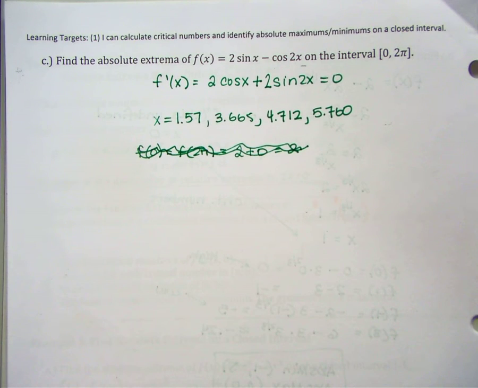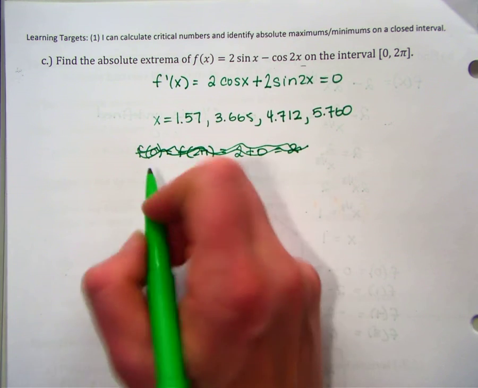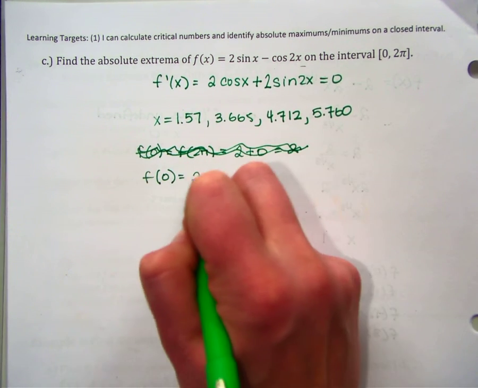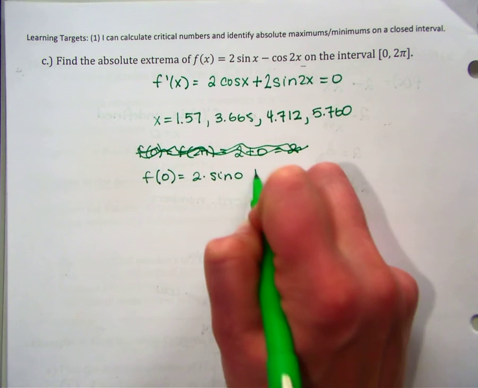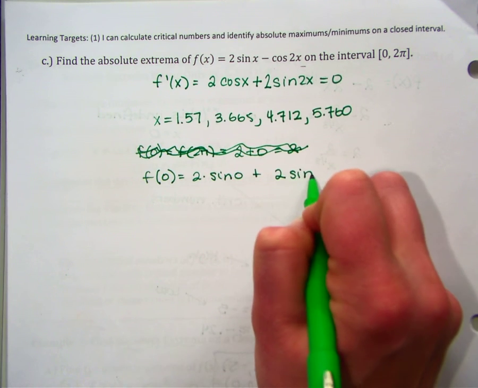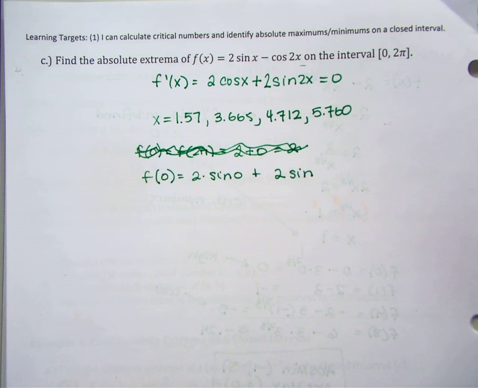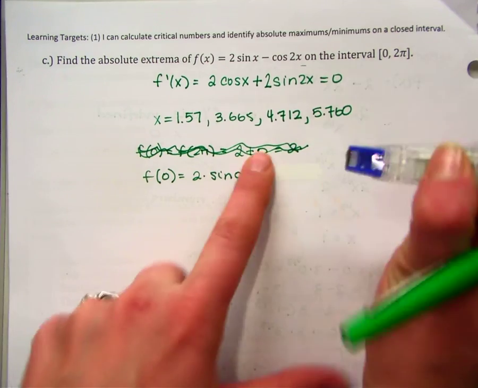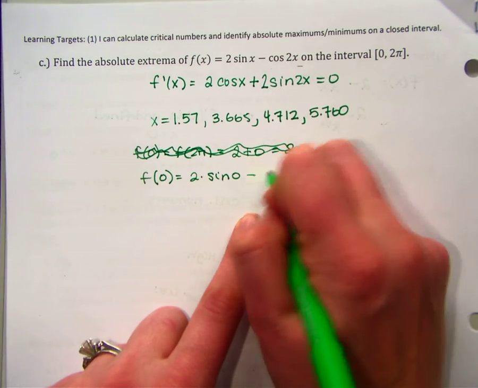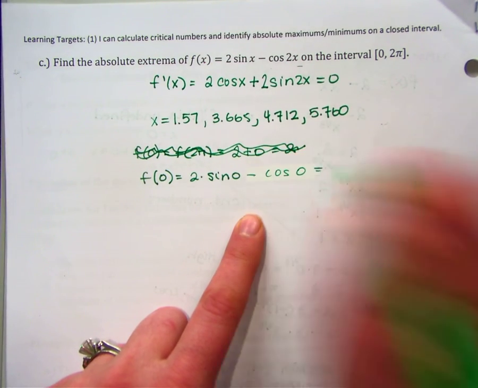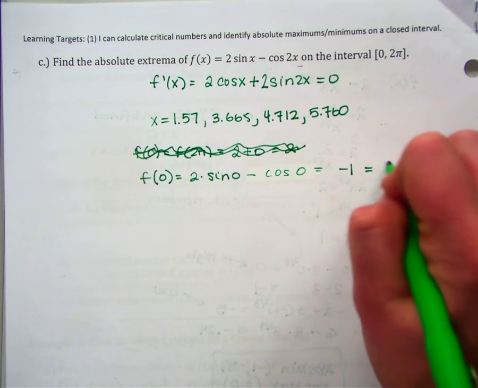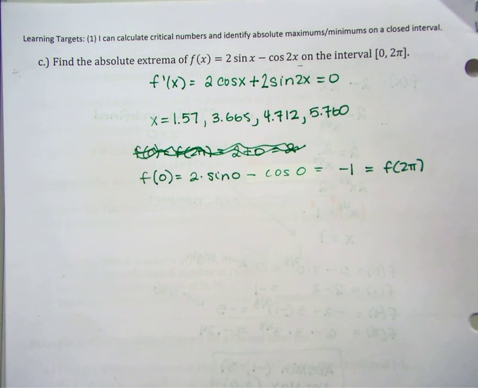Sorry about that. I messed up. I plugged into the wrong thing, didn't I? I want to plug into my function. So this would be 2 times the sine of 0 plus 2 times the cosine. My eyes keep looking at the derivative. Minus the cosine of 0. And so I'm going to get minus 1. Sorry about that. This will be equal to f of 2 pi.